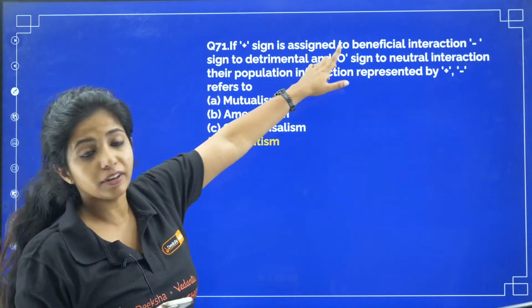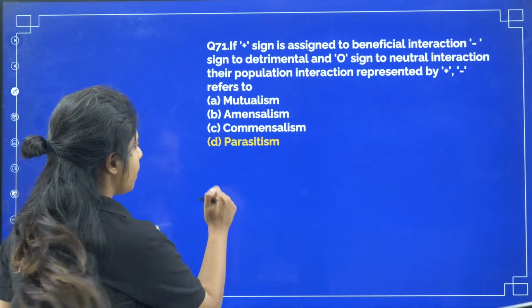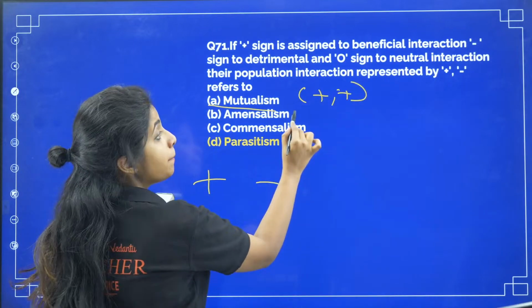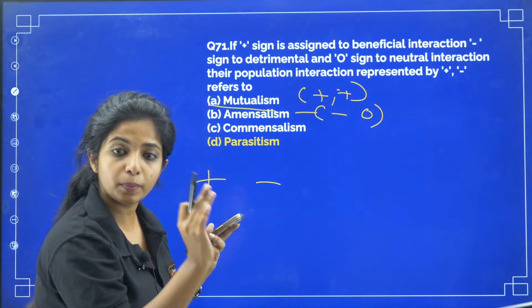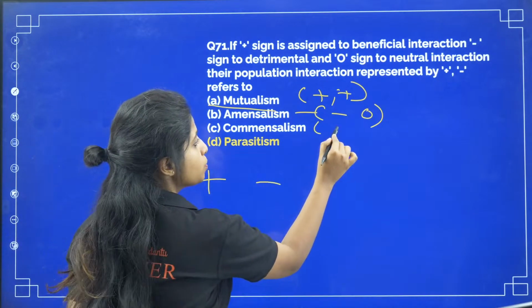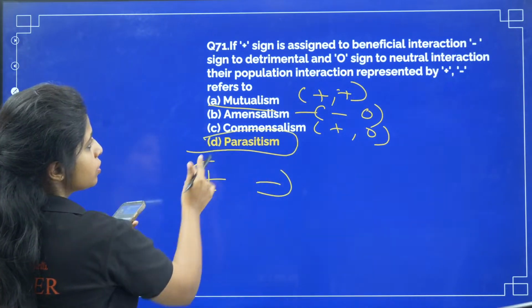Now, plus sign is assigned to beneficial interaction, minus is for negative and 0 is for neutral. Then what do you mean by plus and minus? Where do you see it? In mutualism it is plus and plus. In amensalism it is minus and 0. One is going to be badly affected and the other is neither harmed nor affected. Commensalism is plus and 0, and parasitism is plus and minus. So the answer becomes this.